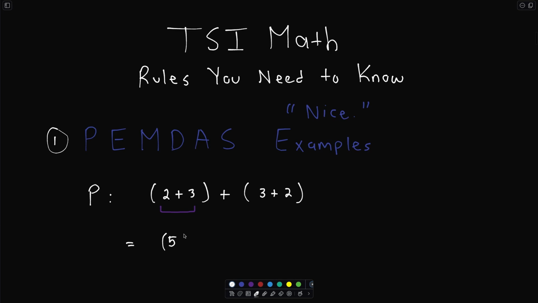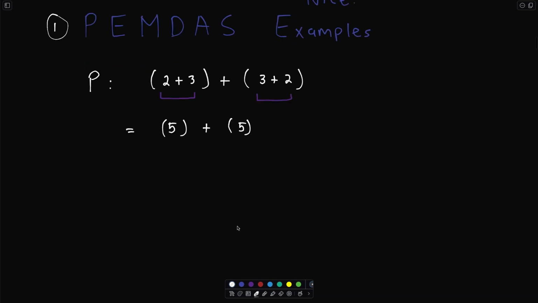We could bring down the parentheses. Here, we could work this out inside the parentheses. So 3 plus 2 is going to be 5. Now, if you notice, we can't work out anything else. So this is 5 without parentheses, plus 5 without parentheses. And the reason why it's without parentheses is because we can no longer do operations inside the parentheses. So this gives us 10.